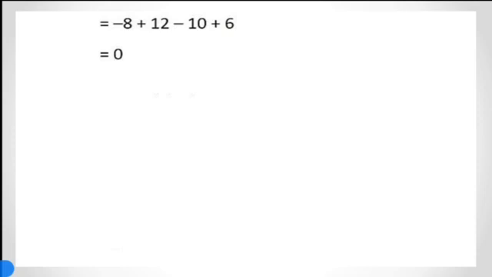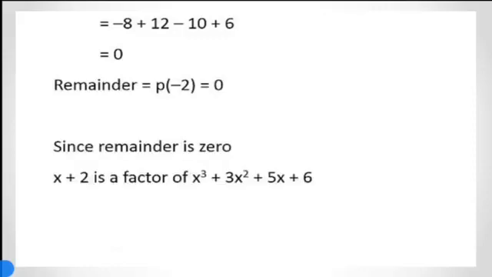Hence the remainder equals p of minus 2 equals 0 here. So we can say that since the remainder is 0, x plus 2 is a factor of x cube plus 3x square plus 5x plus 6. I hope everyone understood here.